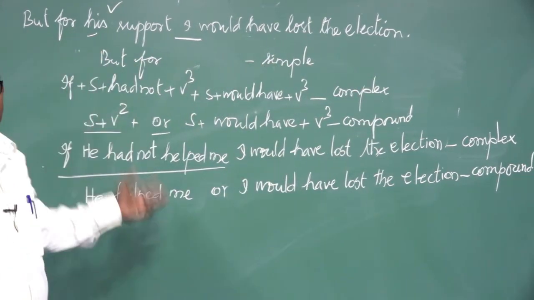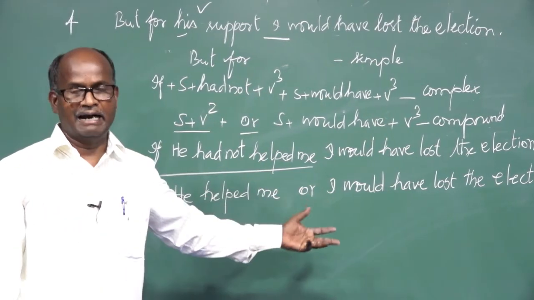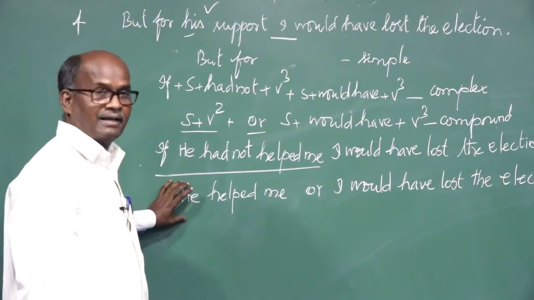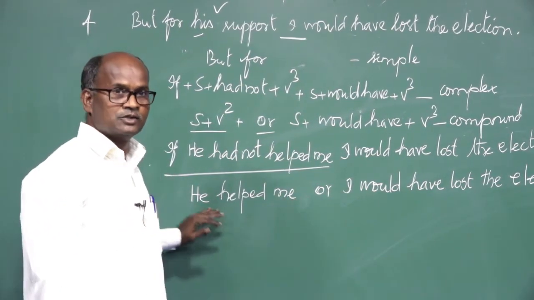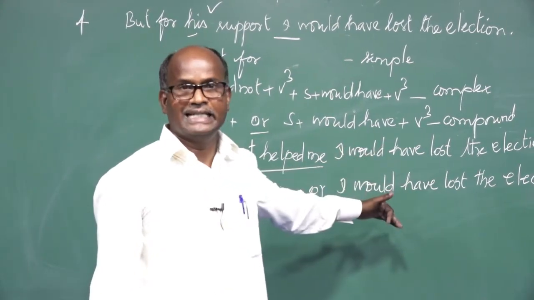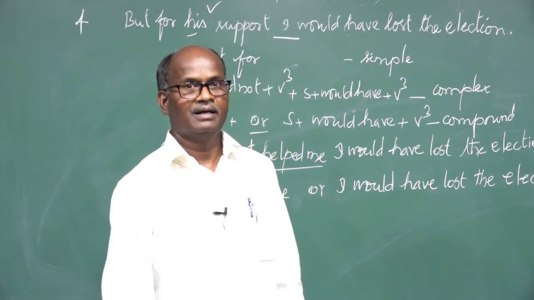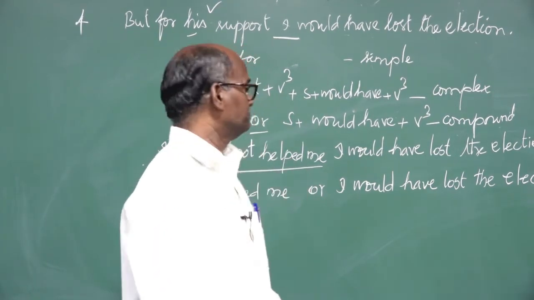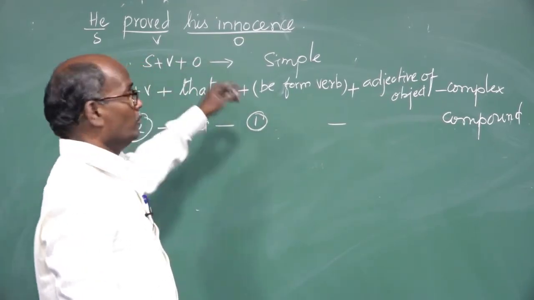So if but for is there, you begin with if, subject and had not. Then for the compound sentence, or else or otherwise is the conjunction. So subject plus verb second form, the next or, then what is there in the simple sentence, the same should be written after or. And we will see the next example. Now we are going to see the next type, SVO type.